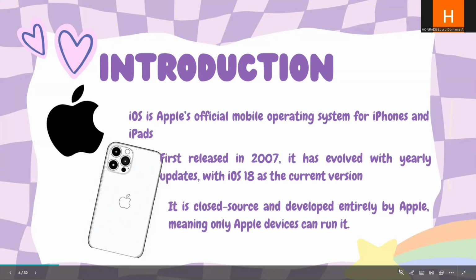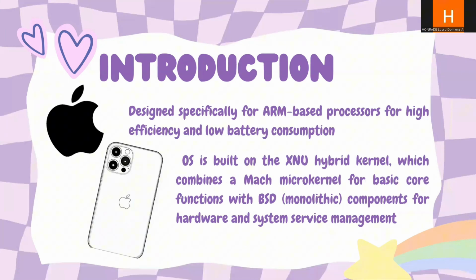One thing that makes iOS unique is that it is built exclusively for Apple devices. This means Apple designs both the hardware and the software, kind of like having a car that's designed, built, and tuned entirely by the same company. Everything just fits perfectly together. It is specifically designed to run on ARM processors, which are built to use less battery power while keeping performance smooth and efficient. Under the hood, iOS runs on something called the XNU hybrid kernel.